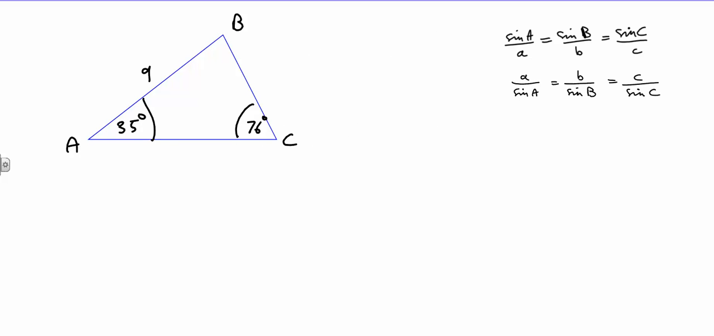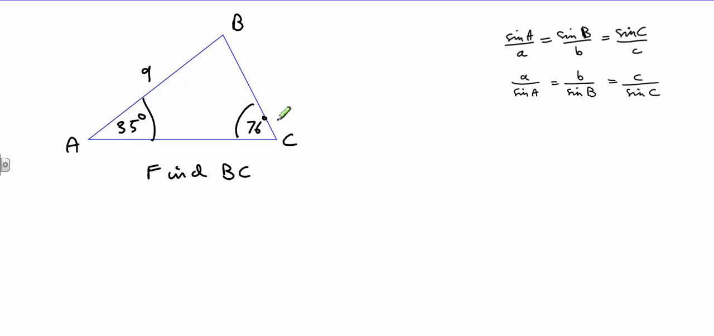Now we want to use this rule to find the side BC in this triangle here. Here we know the side AB and the two angles A 35 degrees and C 76 degrees. Of course, this means we would know B, because B would be 180 degrees minus 35 minus 76, which is 69 degrees. Now we want to find the side BC.